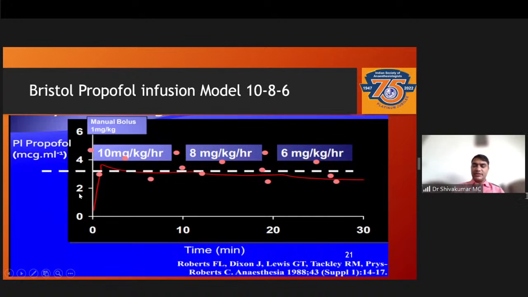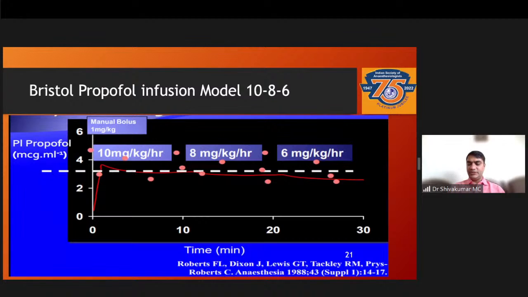So there is another technique which was very commonly used, that was the Bristol profile infusion model. Initially, a manual bolus of 1 mg per kg was given to fill the central compartment, followed by 10 mg per kg per hour, which usually will fill the V2 compartment. Then 8 mg per kg per hour was given for the next 10 minutes, not to fill, but to equilibrate and maintain the transfer between the V2 and V3 compartments. Then the subsequent infusion was given at 6 mg per kg per hour. This was followed very commonly before the advent of TCI pumps in 1997.